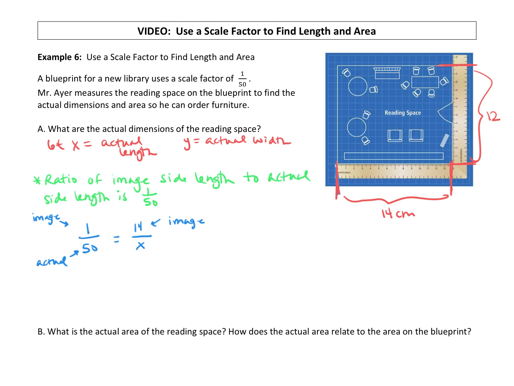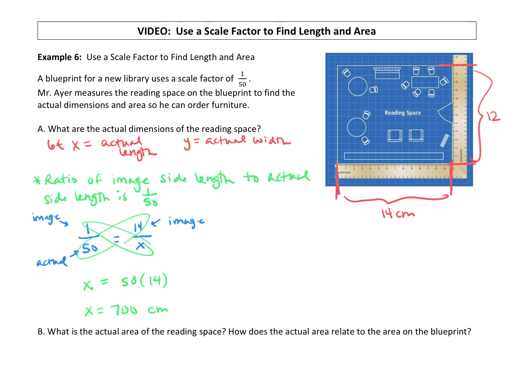We will cross multiply to solve this. So we'll take 1 times X, which is X. We always put an equal sign in between when we cross multiply. 50 times 14. And we get X equals 700. And this is 700 centimeters. It doesn't say anywhere that it's in centimeters, but I'm just telling you, we got centimeters right here. All right, so X, the actual length of the room, is 700 centimeters.